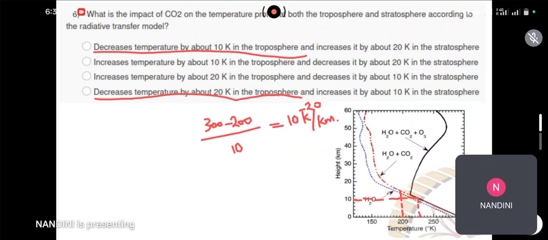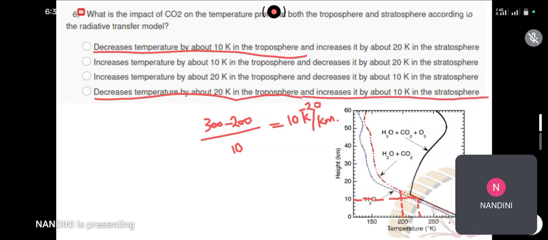Now, what is happening in the stratosphere? Now, in the stratosphere, after 11 kilometer, we can see that this blue line is a profile for water vapor. And when it is becoming water vapor plus carbon dioxide, the rate of decrease or the slope of the water vapor line is actually decreasing, which means the rate of decrease of temperature with respect to height is decreasing. Which means when combinedly water vapor and carbon dioxide is leading to a warmer temperature profile than that of water vapor alone, which means when the carbon dioxide is present, it is leading to a little bit of warming in the atmosphere compared to when only water vapor is present, which basically means that it is leading to a decrease in temperature in the troposphere, whereas it is leading to an increase of about 10 Kelvin in the stratosphere.